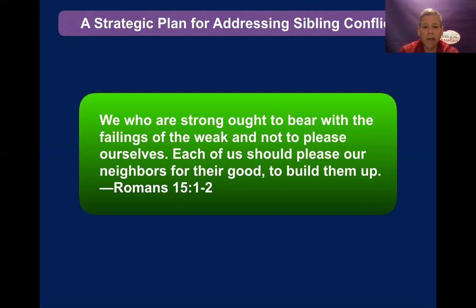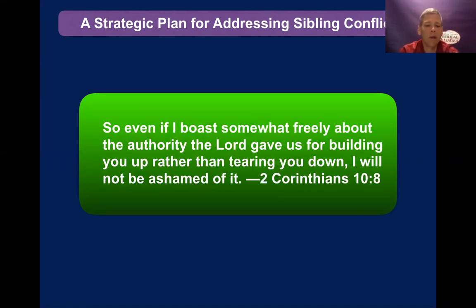It continues by saying, "Each of us should please our neighbors for their good, to build them up." Again, we have that word edifying. Our goal is to build somebody else up, not just to please ourselves. Another scripture that's helpful is 2 Corinthians 10:8. Now this is Paul talking about his defense of his apostleship. He says, "So even if I boast somewhat freely about the authority the Lord gave us for building you up rather than tearing you down, I will not be ashamed of it."